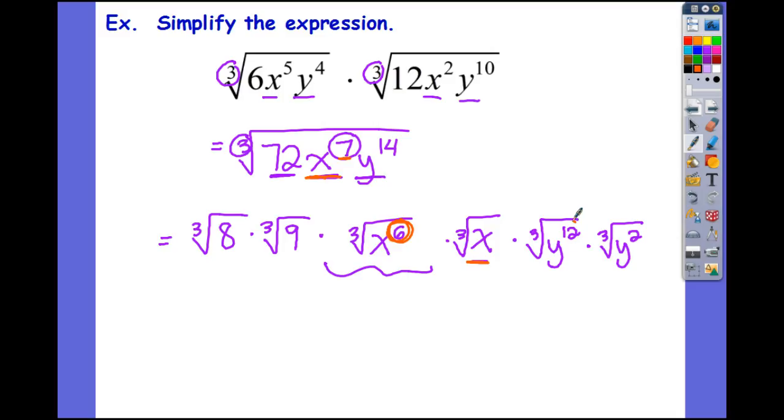So 12 is a multiple of 3. 3 should divide evenly into 12. And then here's what's going to end up happening. So cube root of 8 is 2. And then you have that cube root of 9.